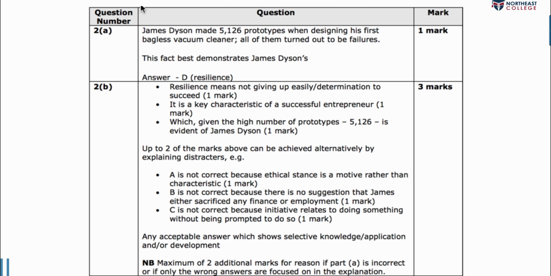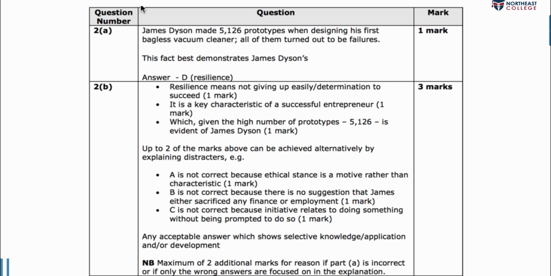Then B is not correct because there is no suggestion that James either sacrificed any finance or employment. Then C is not correct because initiative relates to doing something without being prompted to do so. So basically, you are explaining what those other things are, and you find a way to relate it to the subject matter. Okay, so that's how to answer 4 marks questions.